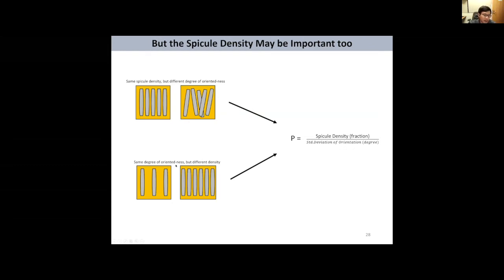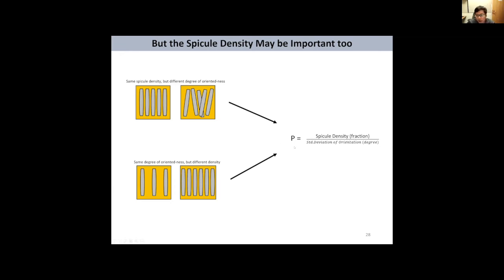And suppose we have spicules with equal degree of orientedness, but different spicule density, spicule counts. So here we have more, and in here, half of the mass is just matrix. Intuitively, I believe this specimen would be better. Therefore, if a p-value exists, it should also be proportional to spicule density, or the fraction of the spicules with respect to the entire mass.